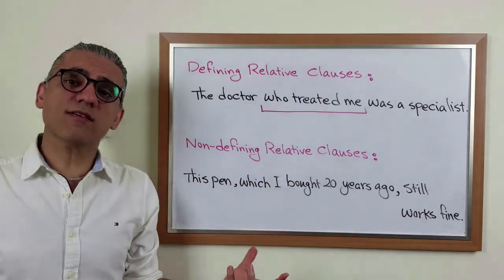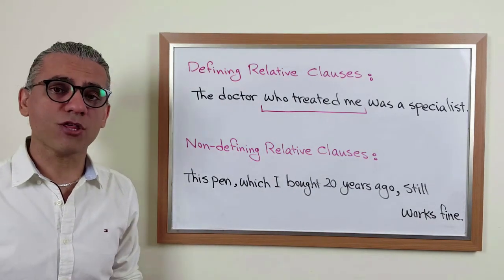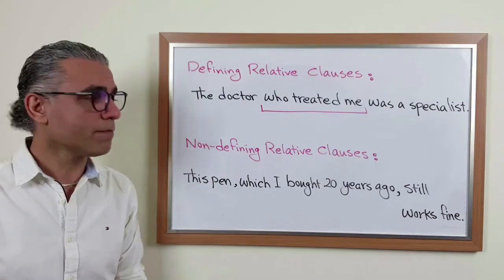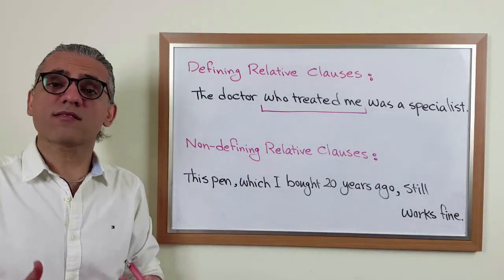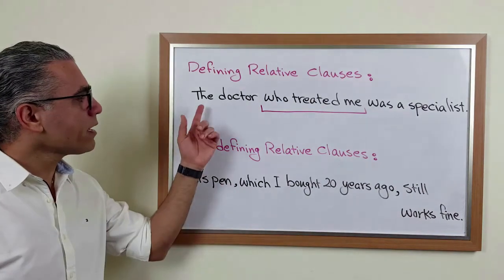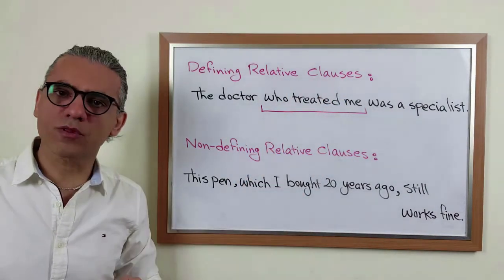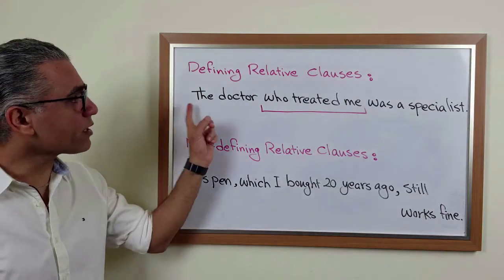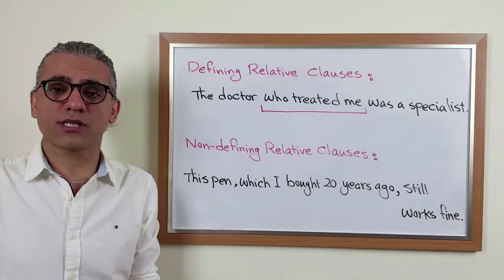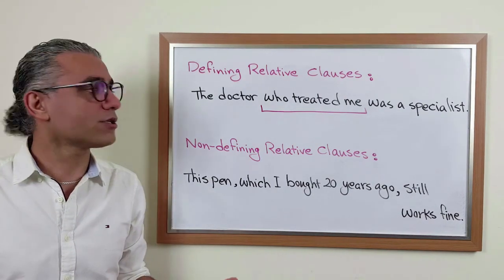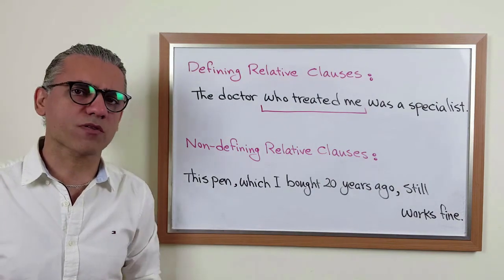And the easiest way to tell if a clause or a piece of information is essential or extra is that you remove it from the sentence and see if the sentence still makes sense. The doctor who treated me was a specialist. Let's remove it from the sentence. The doctor was a specialist. And if you don't know which doctor that person is talking about, we cannot know the meaning of this sentence or the purpose of this sentence.